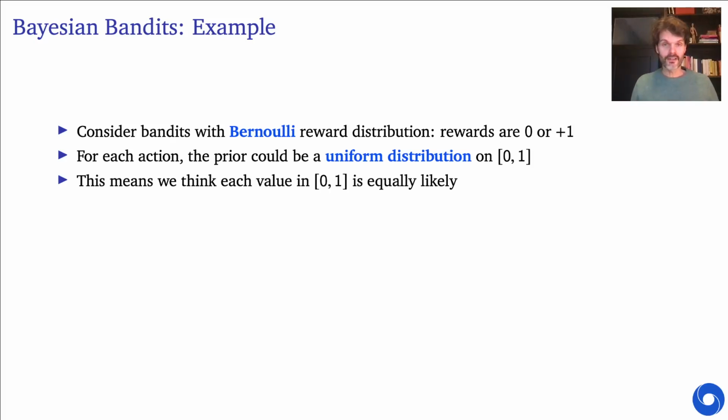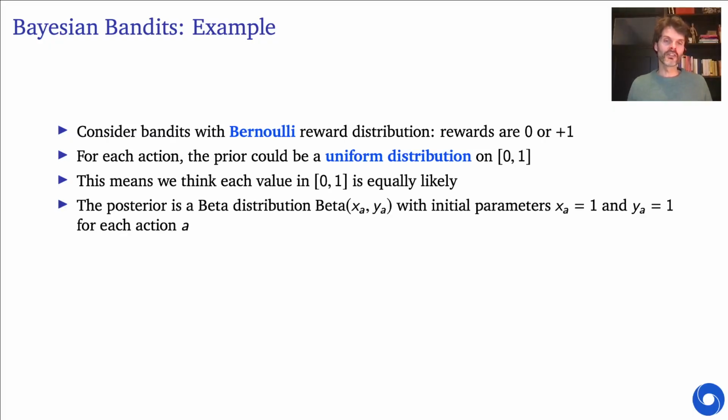And that means that each of these values is equally likely. Even though the rewards can only be +1 and -1, the mean could be anywhere between there. Now, one way to model this is to pick a beta distribution with parameters xa and ya. For instance, if I pick a beta distribution with initial parameters xa is 1 and ya is 1, then we exactly get a uniform distribution over the interval 0 to 1. A beta distribution is quite a common one to be used in combination with Bernoulli data.